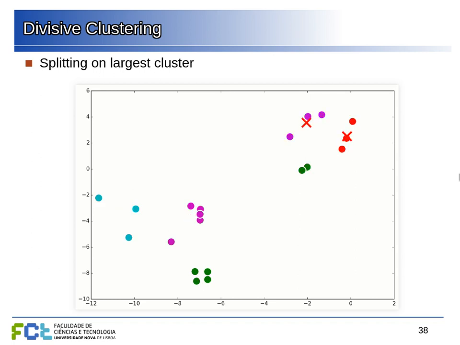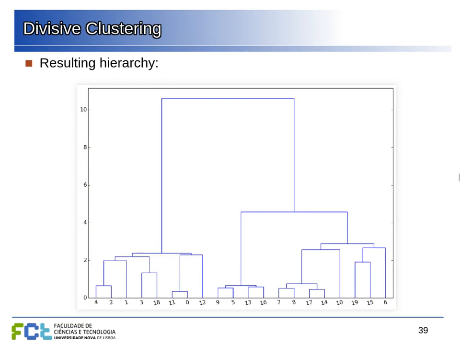So this way we also get hierarchical clustering, because we can remember when we split each pair of clusters, and we can produce the tree with all the splits all the way until the end.